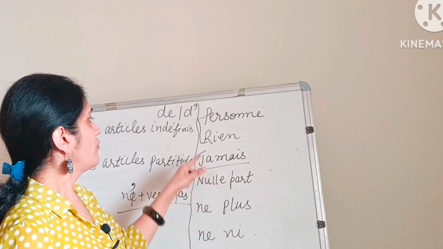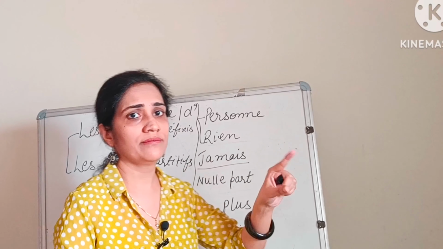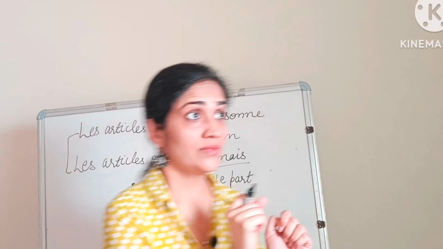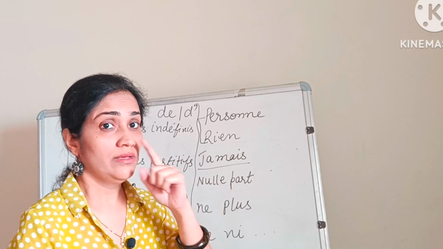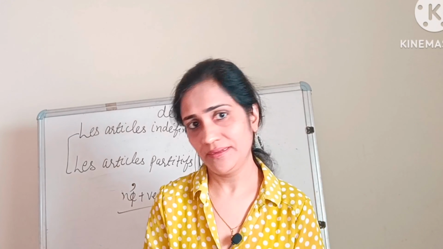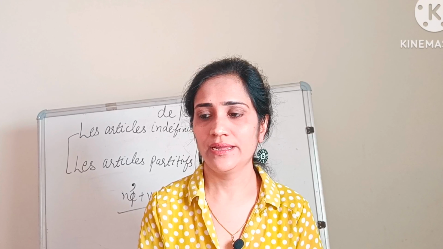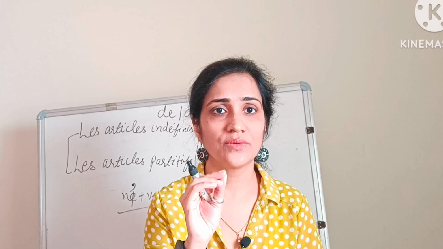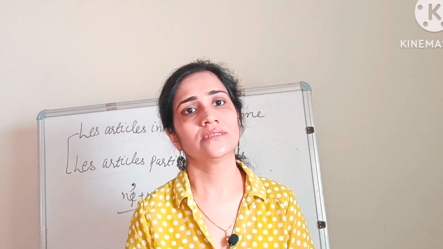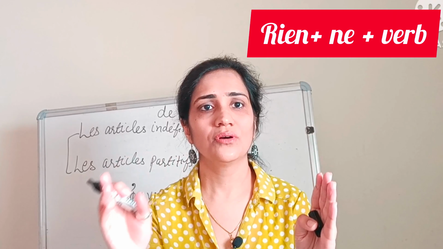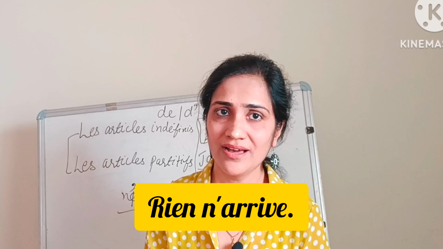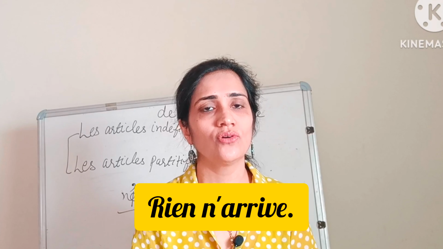Okay, and I think I forgot to tell you how rien can be used. We use it at the beginning of the sentence. I think I have given the example of personne, but not rien. Suppose you have to use rien in the beginning. In English, we say, nothing happens. In Hindi we can say, kuch nahi ho raha hai. So nothing happens. Even in English we are beginning the sentence with nothing. Same happens in French. We can use rien, then ne, then the verb. So the sentence structure will be rien n'arrive. Nothing is happening or nothing happens.